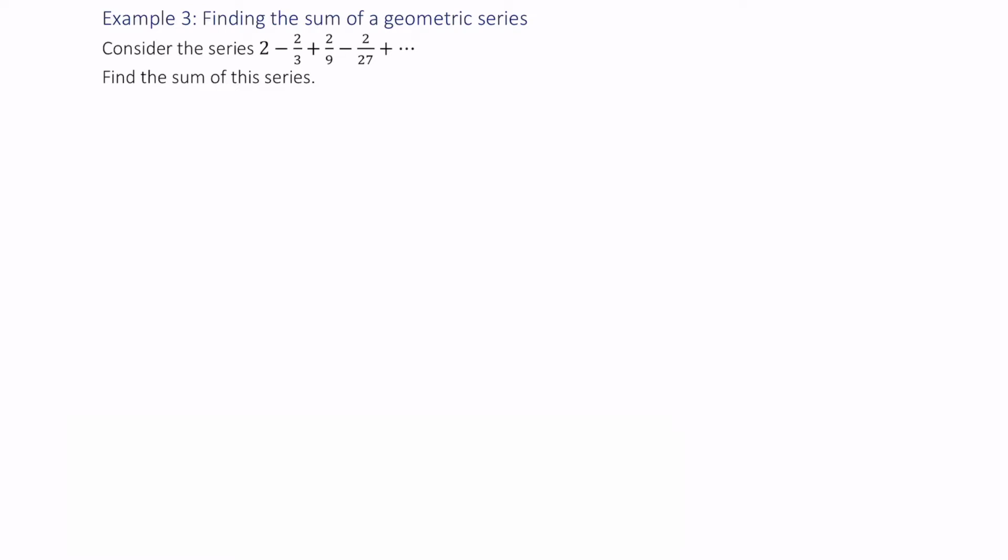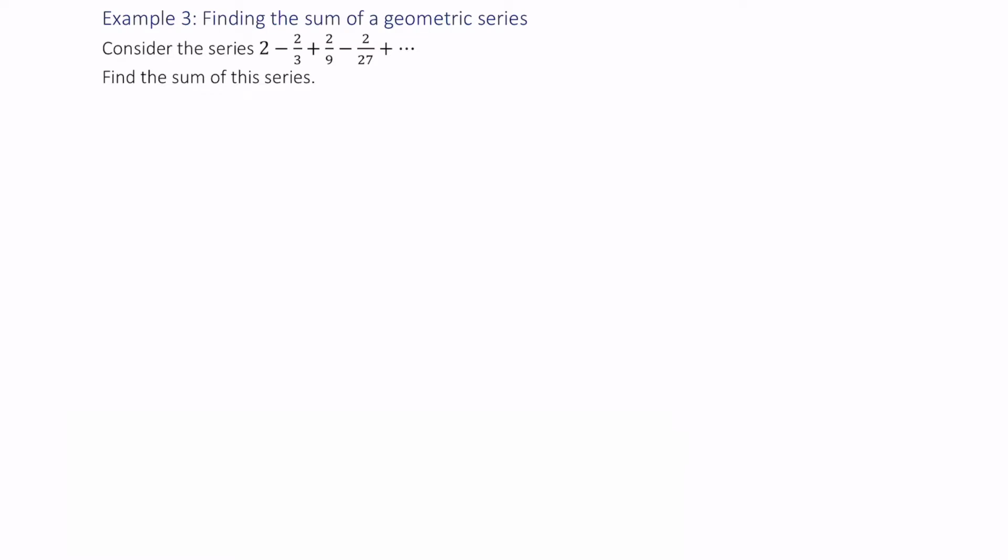Let's find the sum of a geometric series. So let's consider this series: 2 minus 2/3 plus 2/9 minus 2/27 plus dot dot dot. We don't really have to figure out what's next. We can do a little bit of algebraic manipulation to see that this is a geometric series, and then figure out what a is and what our fixed quantity, that is our common ratio, is.